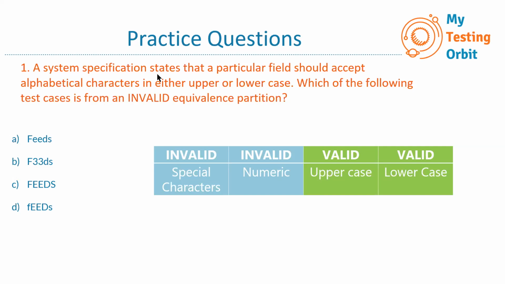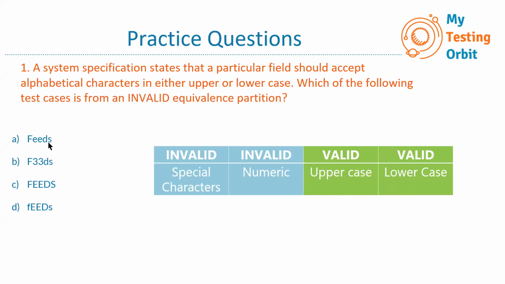A system specification states that a particular field should accept alphabetical characters in either upper or lowercase. Which of the following test cases is from an invalid equivalence partition? So over here we have our valid range, which is uppercase and lowercase. And then we also specify our invalid, which can be numeric, special characters, or maybe more as well. Maybe a blank field would also be counted as an invalid one. But over here, I have just given these two examples. So the question is which test case is from invalid?